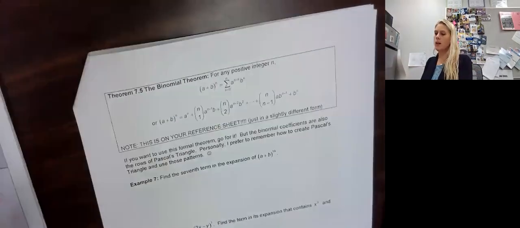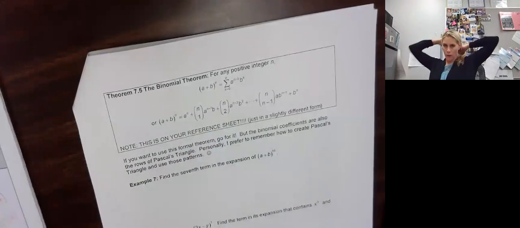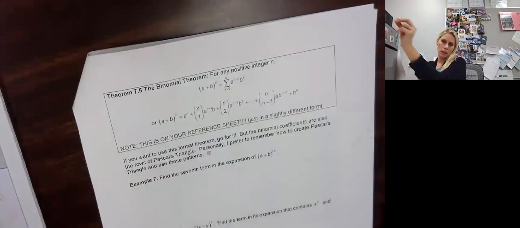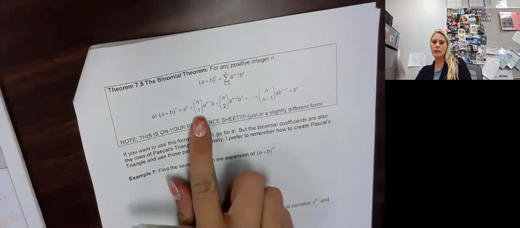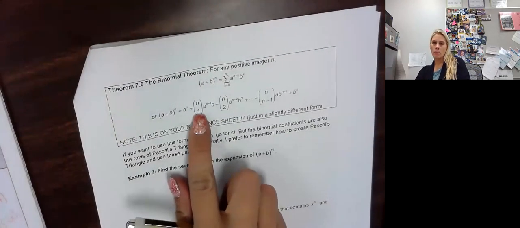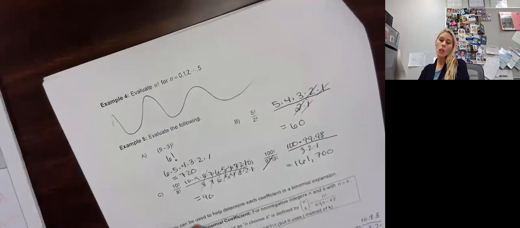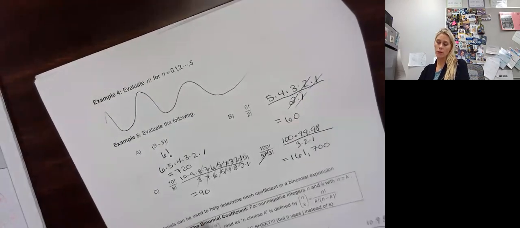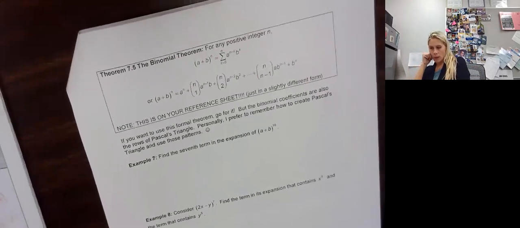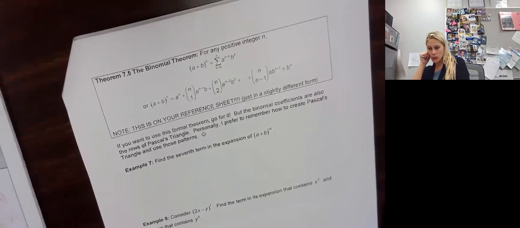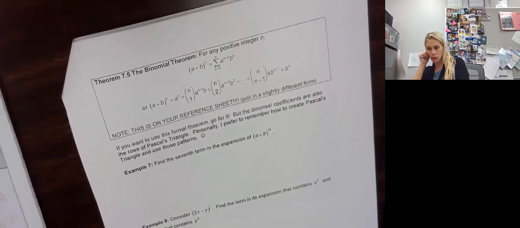All right, so how does that help us? The binomial theorem for any positive integer n, a plus b to the n, is the sum, right? That's how we were doing the expansion of it. But we can also think of it as the coefficient that's in front of every term is our binomial coefficient, right? So we can do the factorial stuff for that. If you want to use a formal theorem, go for it. But the binomial coefficients are also the rows in Pascal's triangle.